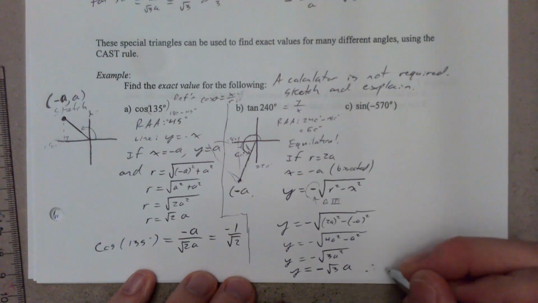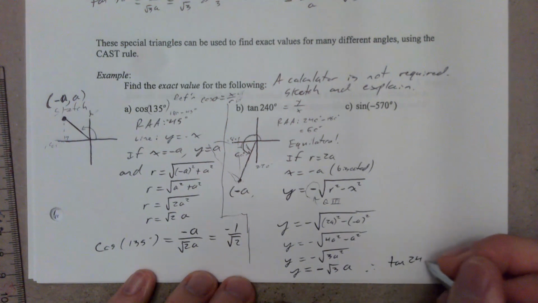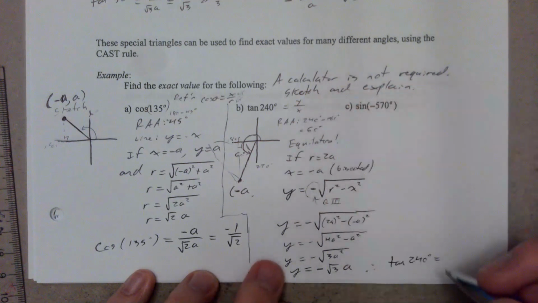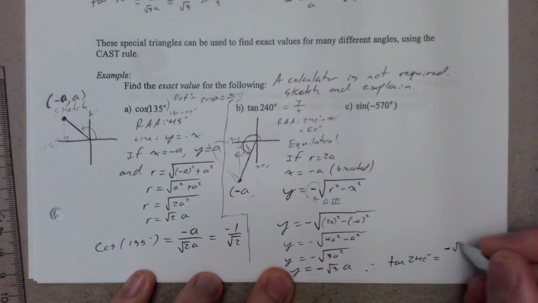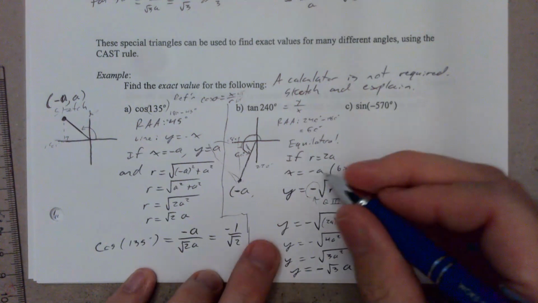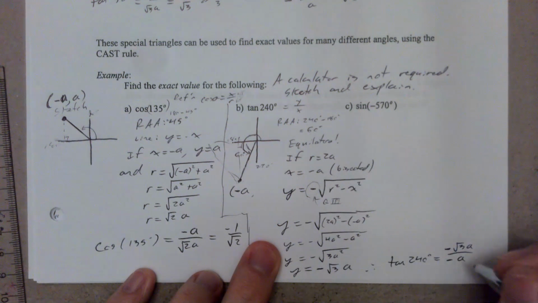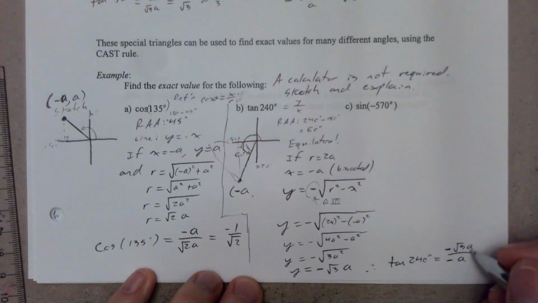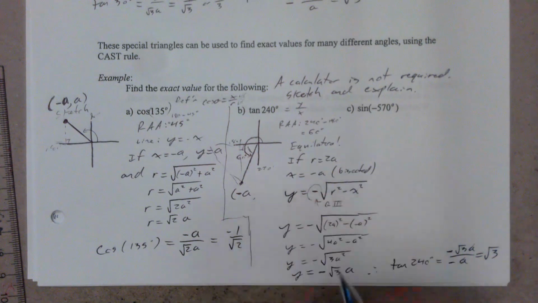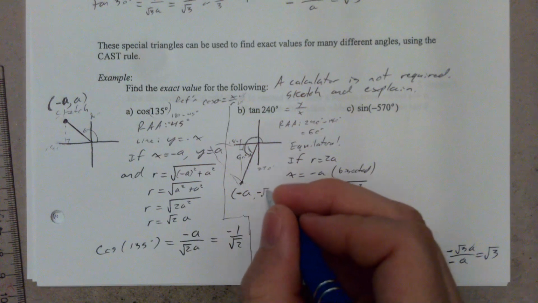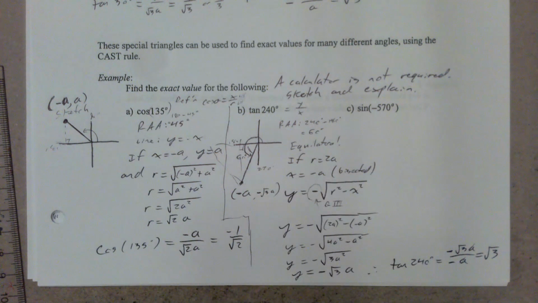And that means that the tangent of 240 degrees, which is the ratio of y to x, is going to be, now watch this, negative root 3a over negative a. Those two negatives eliminate and give me a positive ratio. Those two a's eliminate and give me the ratio root 3. Of course, the tangent ratio is going to be positive here, but make sure you show your reader the two negatives dividing out. Otherwise, I'm going to assume you've just memorized the CAST rule and you don't understand why the tangent ratio has to be positive there.